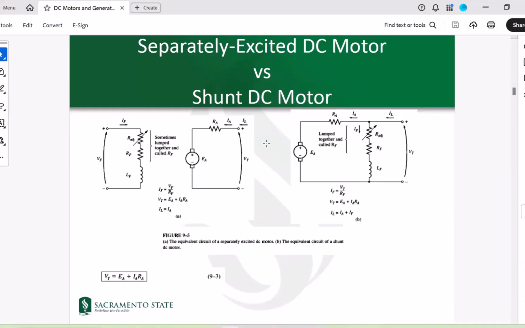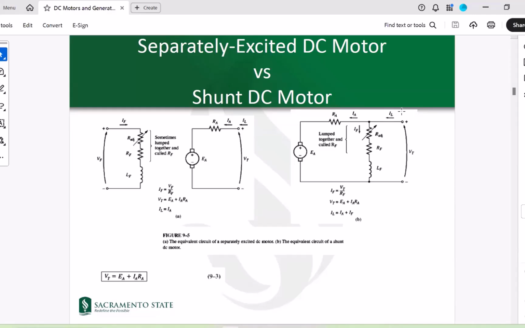But the equations, as you can see, are pretty straightforward. So here, IF in the excitation circuit would be equal to VF over RF. In the shunt version, we have VT over RF. Then VT for both cases, the separately excited and the shunt DC motor, would be EA plus RA times IA.